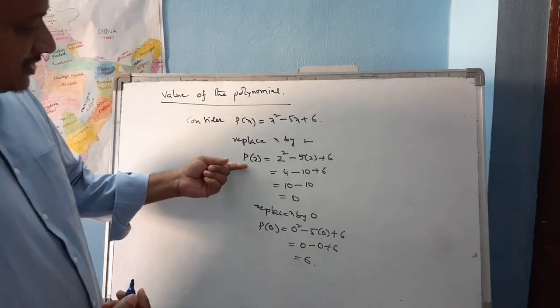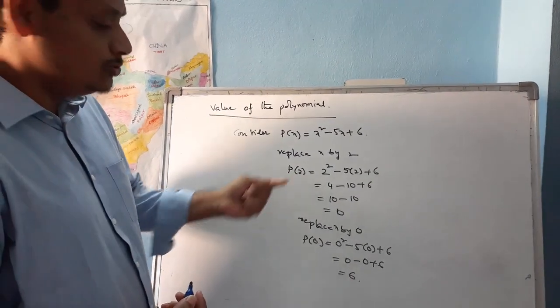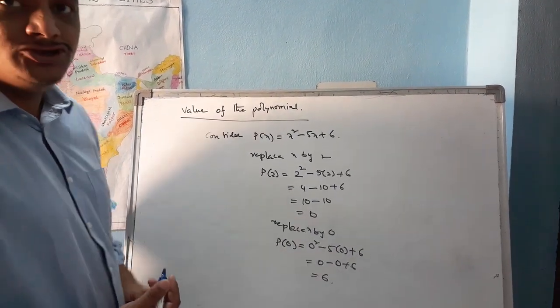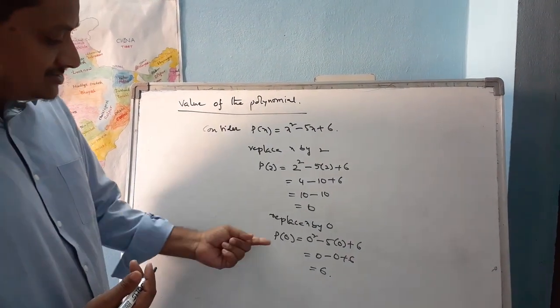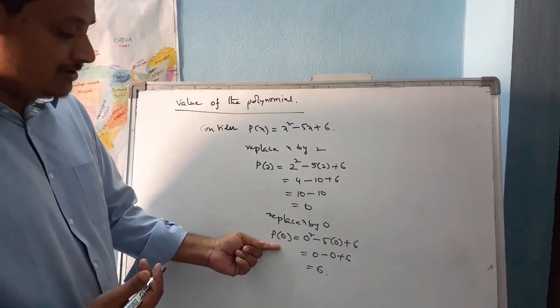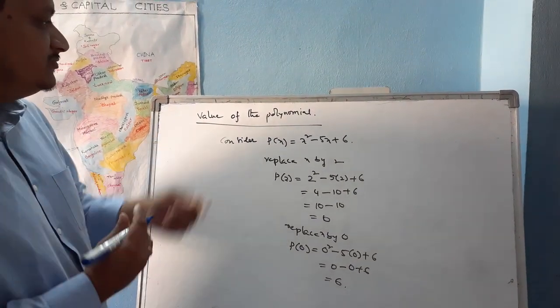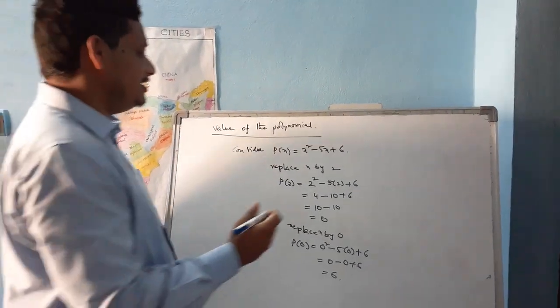So p of 2 is equal to 0 means it is the value of p of x at x equal to 2. And p of 0 is equal to 6 means it is the value of p of x at x is equal to 0. So what is the value of the polynomial?